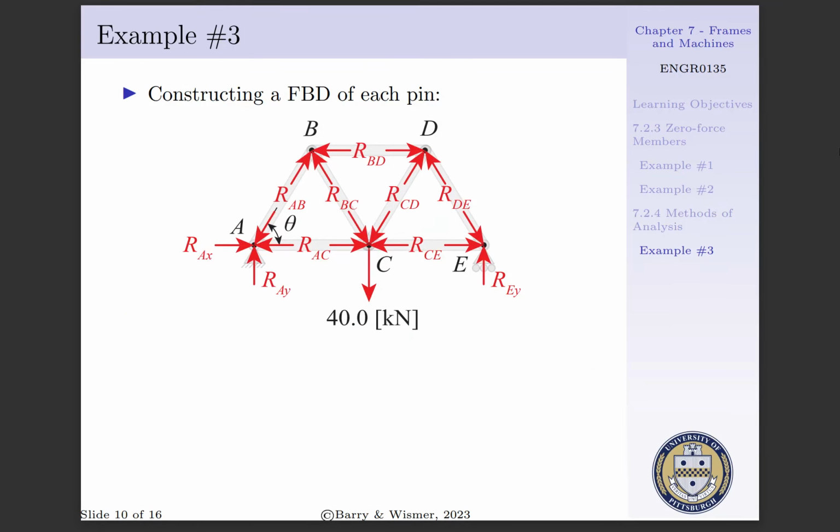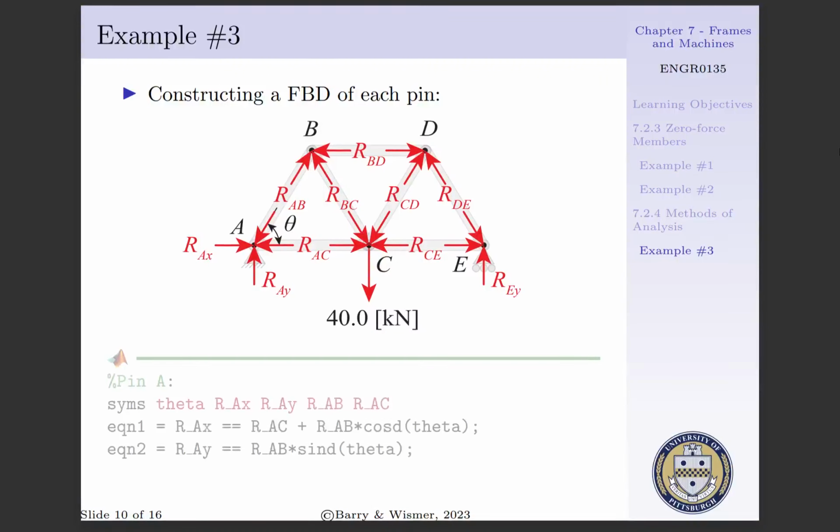To begin, we are going to construct a free body diagram of each pin, and we note that the forces acting on the pin act toward the pin. We will start by employing our equilibrium equations about pin A, and we will define our symbols as theta, RAX, RAY, RAB, and RAC. Equation 1 is the summation of forces in the x direction about pin A. Here we have RAX is equal to RAC plus the x component of RAB. Equation 2 is the summation of forces in the y direction about pin A. Here we have RAY is equal to the y component of RAB.